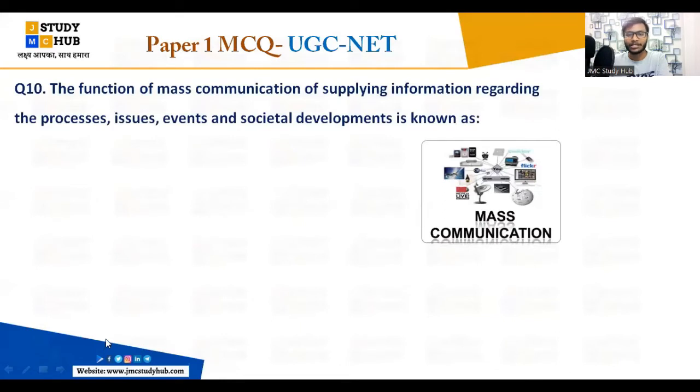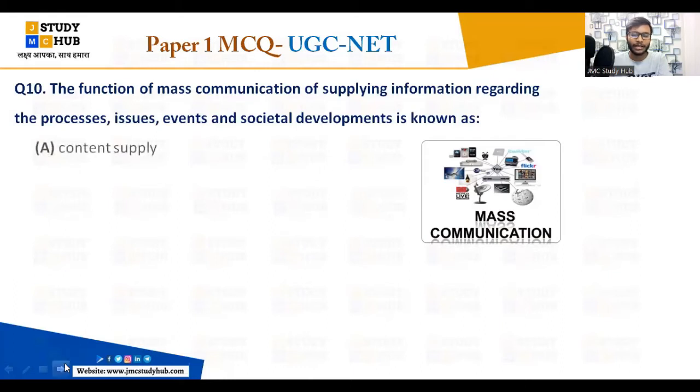Now the next question that we will go to, question number 10: the function of mass communication of supplying information regarding the process, issues, events, and societal development is known as? What would be the answer here? You are all mass communication aspirants, I don't think you should look for the options. So without options you can answer this. The function of mass communication of supplying information regarding the process, issues, events, social development. Anybody can answer without options?